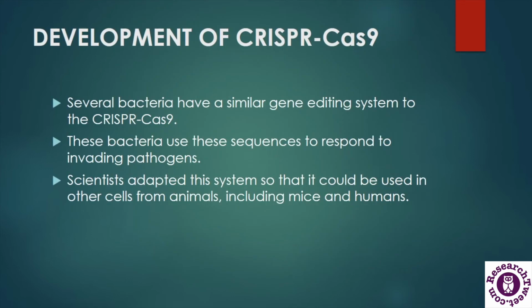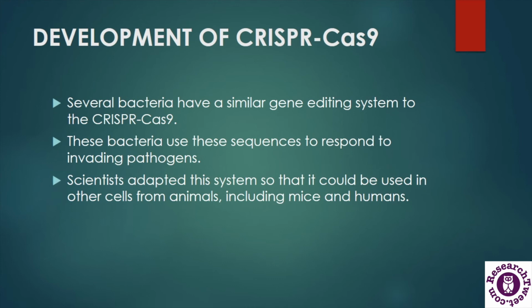Now let's understand how the technology of CRISPR-Cas9 was developed. Basically, we know that CRISPRs are repeated sequences found in prokaryotic organisms, especially in bacteria and archaebacteria. Several bacteria have a gene editing system similar to CRISPR-Cas9, and these bacteria use these sequences to respond to invading pathogens like viruses and bacteriophages. So these bacteria use this to protect themselves from these pathogens.